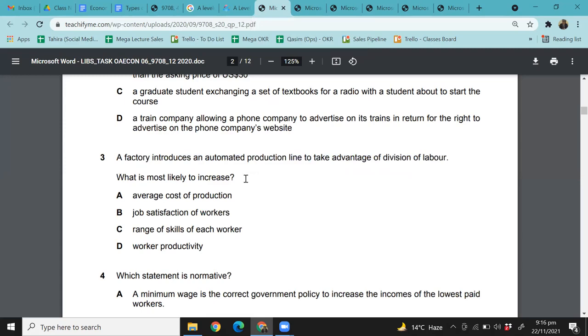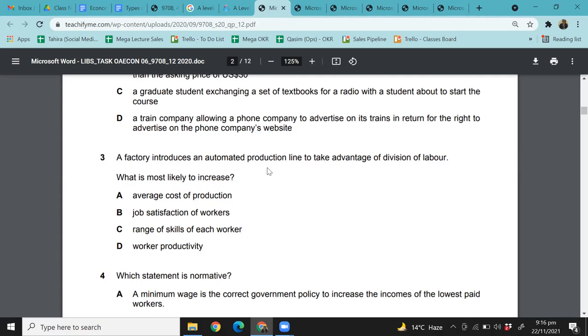What is most likely to increase? When you're doing division of labor, and automation is needed for division of labor, right? Are you getting me? So what is most likely to increase? Now read the options. Average cost of production. What is the average cost of production? Can any one of you tell me what average cost of production is? Job satisfaction of workers, range of skills of each worker, worker productivity. A lot of these terms might be new to you, but if any one of you is feeling confused, ask me. I'll define the terms anyway.